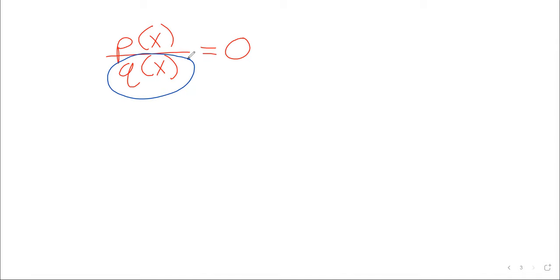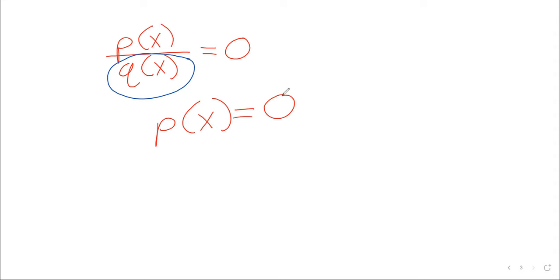Well, the answer to this is in one sense straightforward. In another sense, it can require a fair amount of work, but a rational function is a polynomial divided by another polynomial, and we're setting this equal to zero. So what we could do here is take both sides of this equation and multiply them both by q of x, by the denominator of this fraction. And if you do that, you wind up with p of x equal to zero.